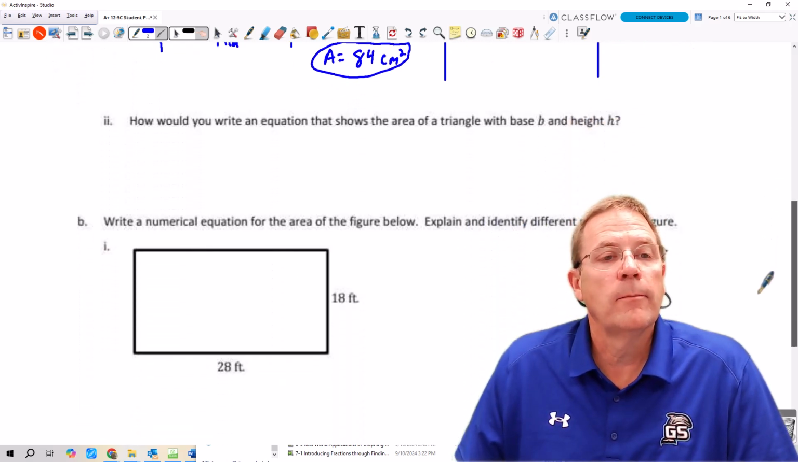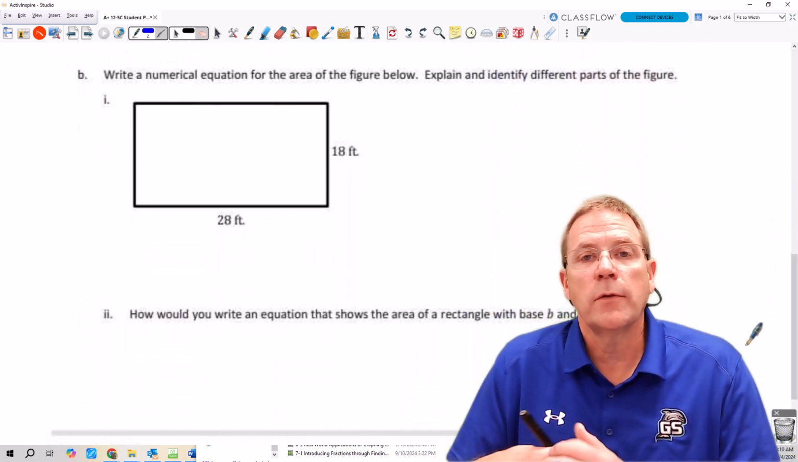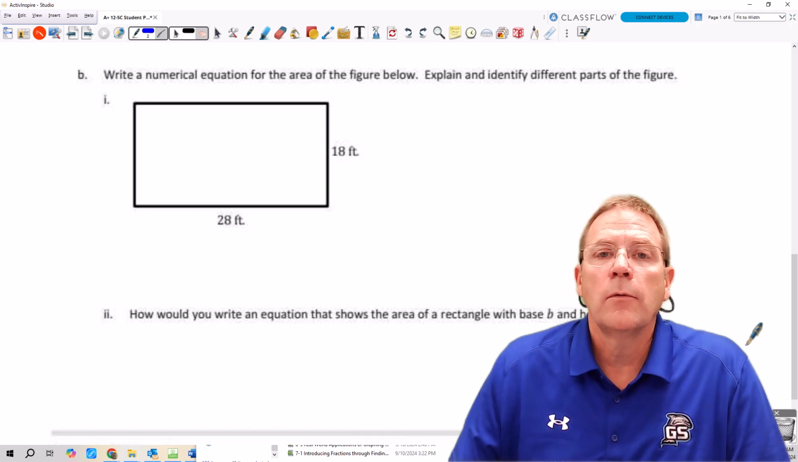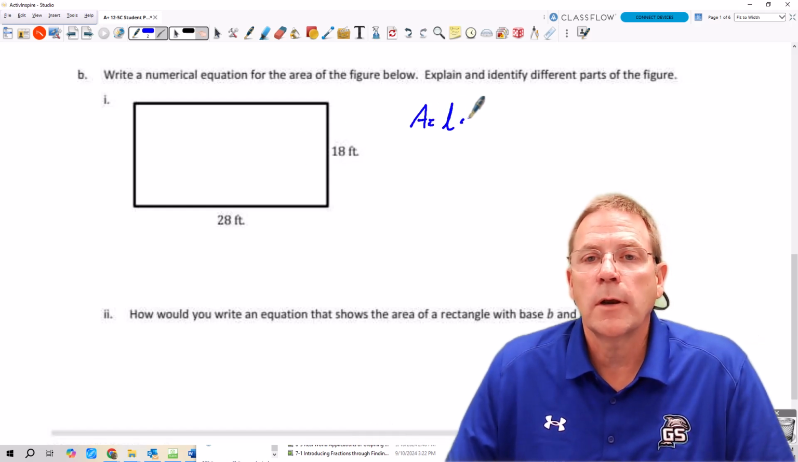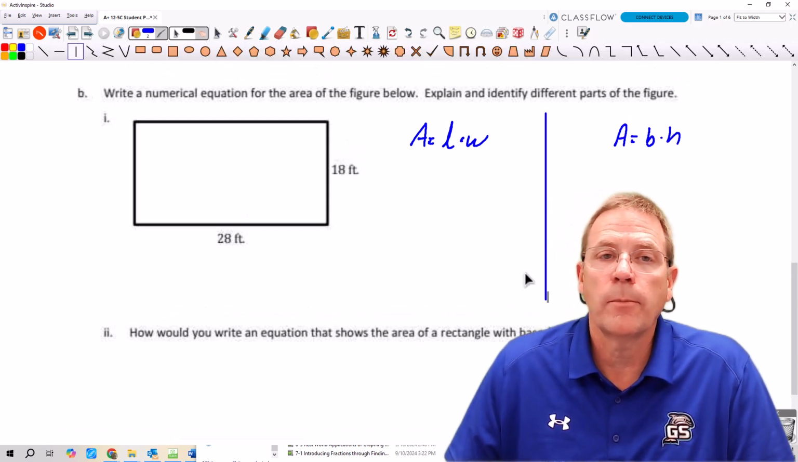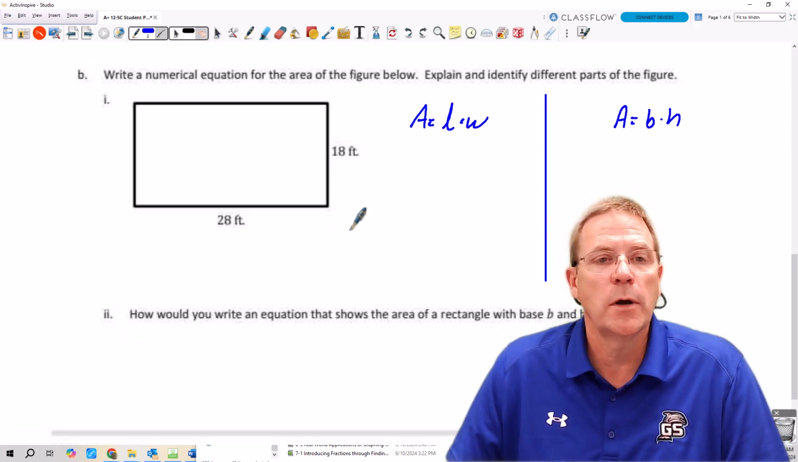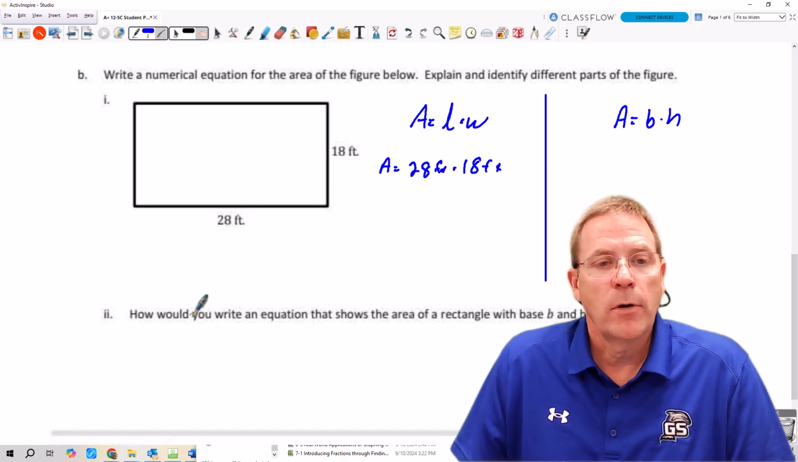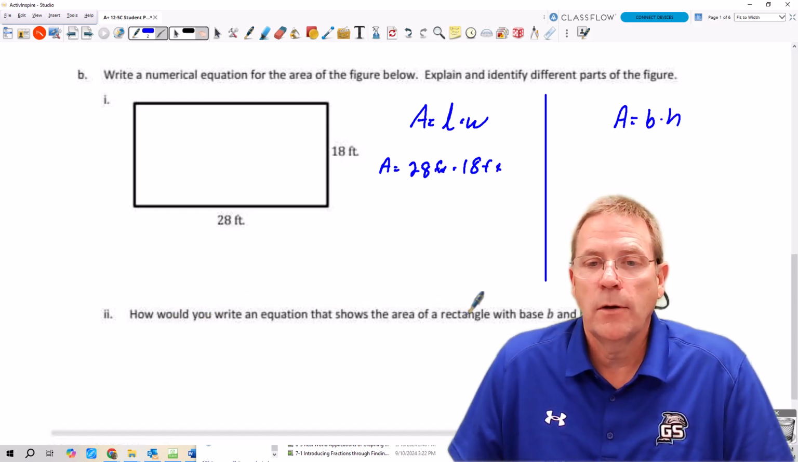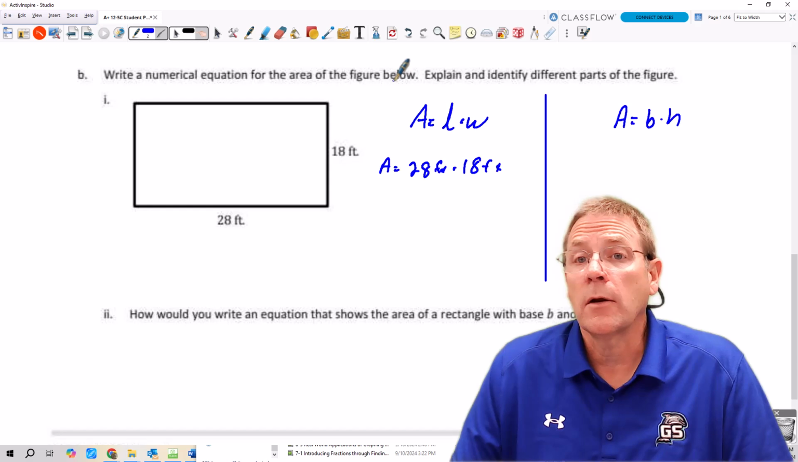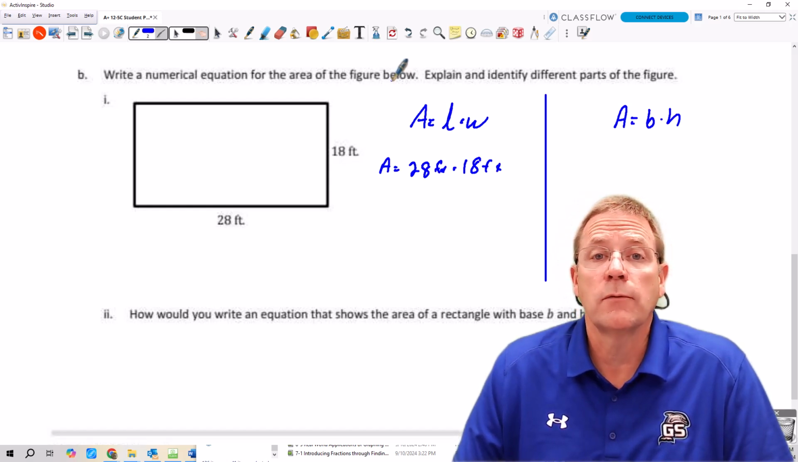And then part B says write a numerical equation for the figure below. Well, if you remember, the formula for the area of a rectangle is area is equal to length times width, or area is equal to base times height. Once again, both of those are perfectly good formulas. There's no reason to use one over the other, which means that area would be equal to 28 feet times 18 feet. Now, part 2 says, how would you write an equation that shows the area of the rectangle using base and height? That would end up being a note. It didn't ask me to solve it right here. It just asked me to write a numerical equation for the area, which I've done.